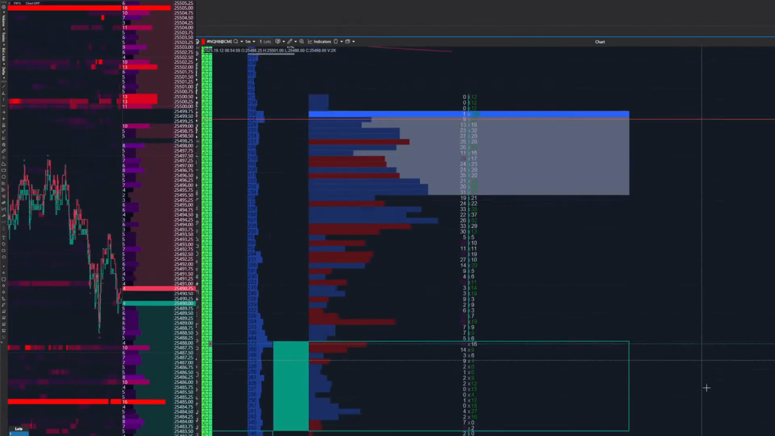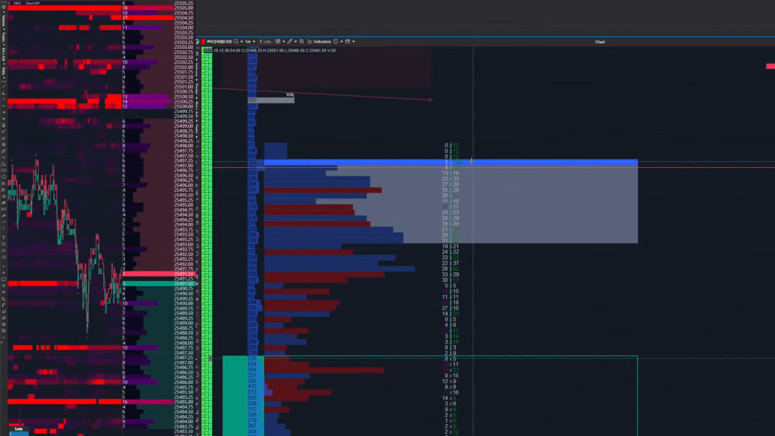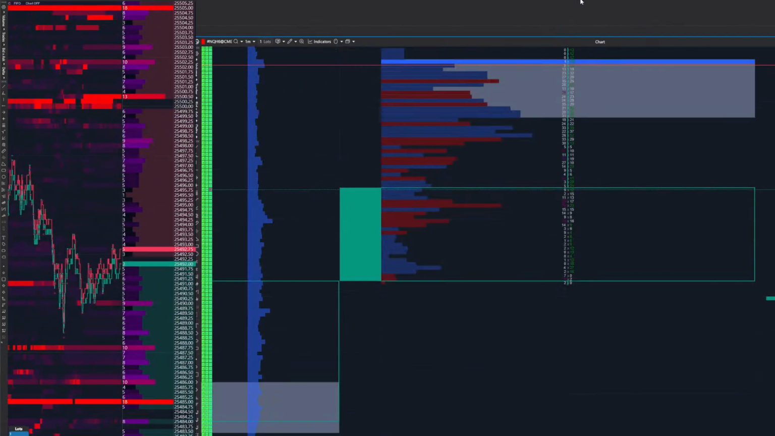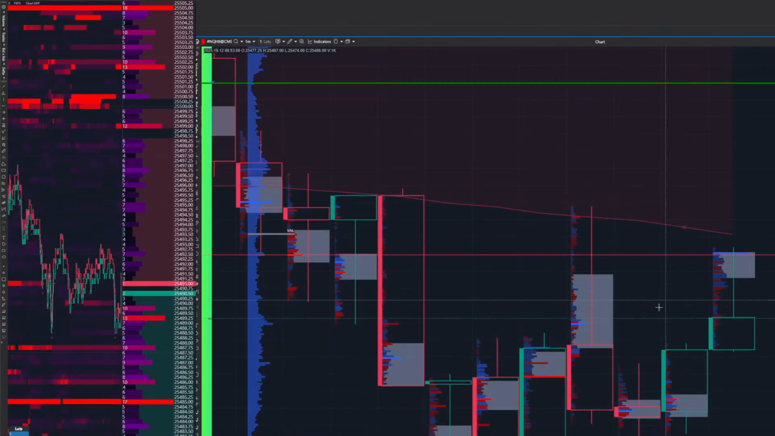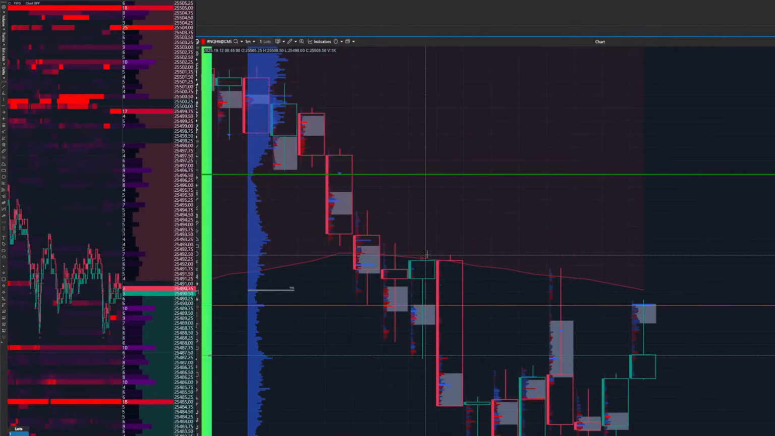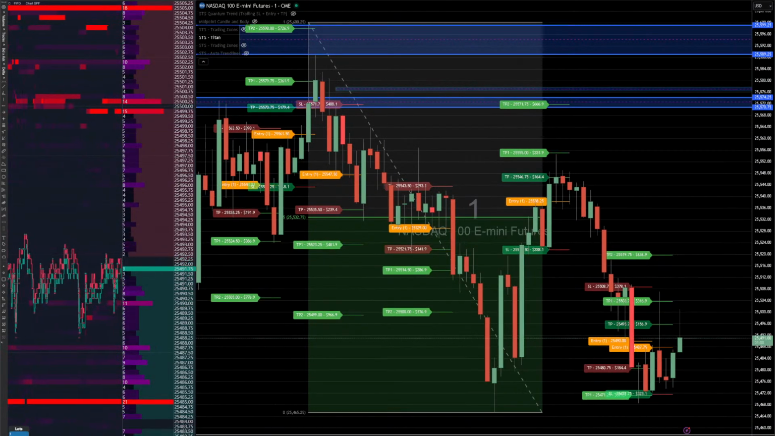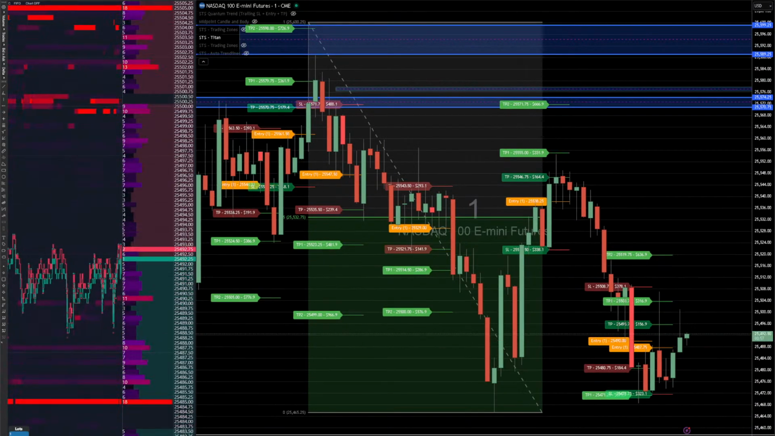Stacked imbalances at the high, 192 orders up there, and price didn't keep going up. That's weird, right? Looks pretty weird to me. Maybe we sell.